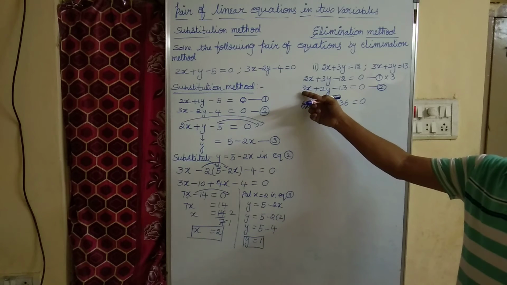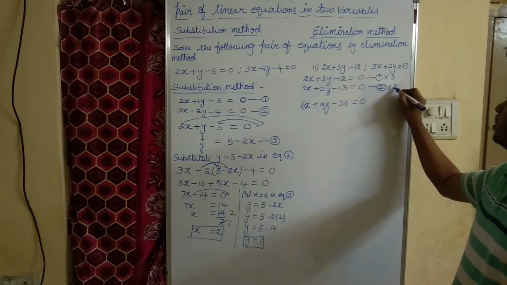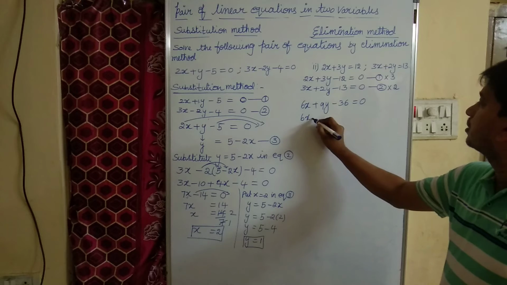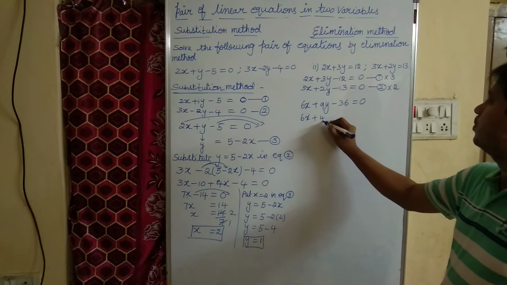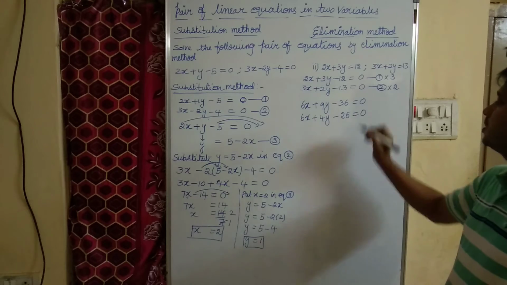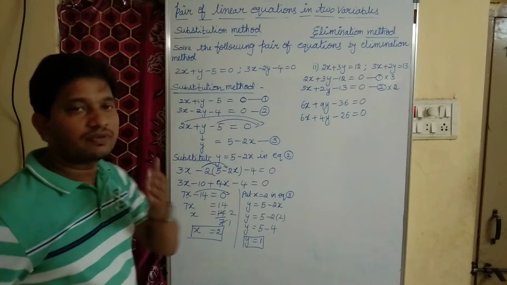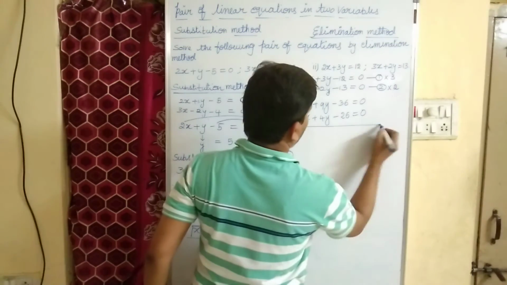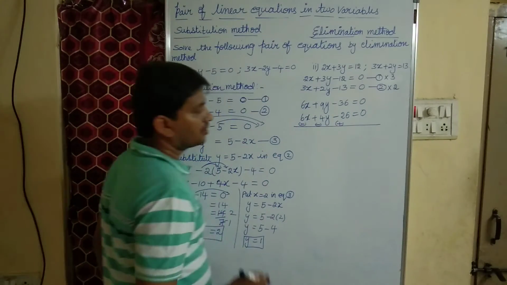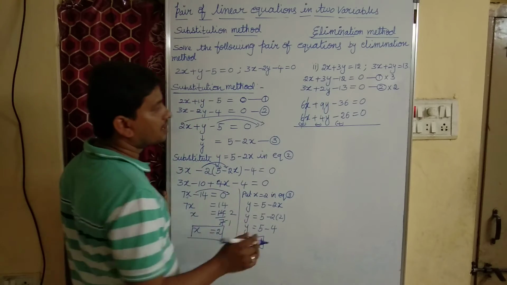In order to make the coefficient of x 6, I want to multiply equation number 2 by 2. 2 3s are 6x plus 2 2s are 4y minus 13 2s are 26, that is equal to 0. Now if you observe, the x coefficients are equal now, right? So let me subtract. When we subtract, signs change, right? So plus 6x minus 6x gets cancelled.